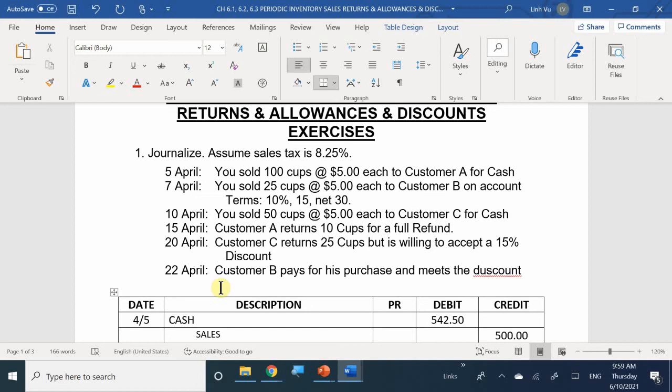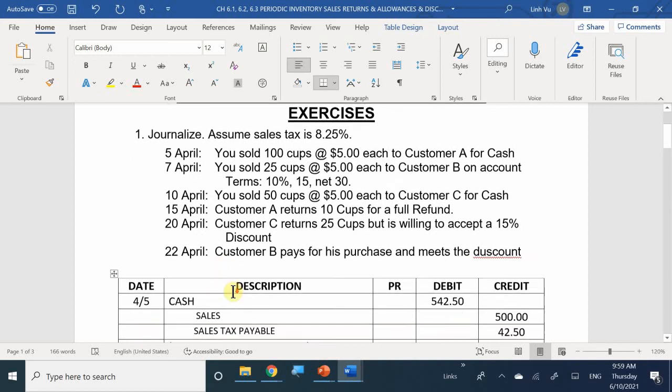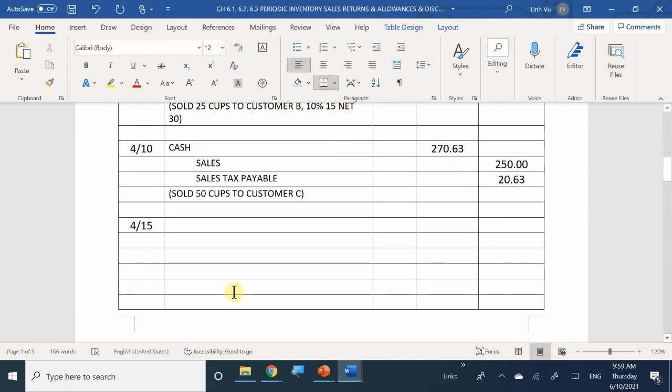So 10 times 5 is 50, right? Okay, but they're getting a full refund. For the 10 cups, yes, correct, $50. But what else do you have to give back to the customer? The difference in the taxes. Yes, you have to give back their taxes because they paid into it. You can't keep it. That's not even your money. So in this case, what account would I be using to record this? Sales returns and allowances. Good.